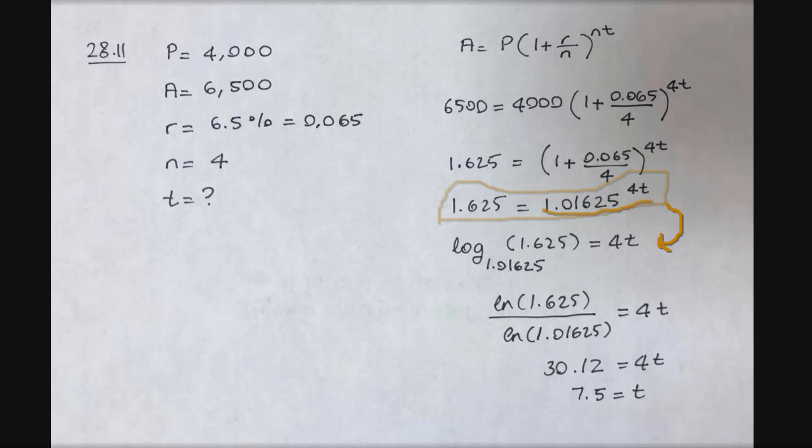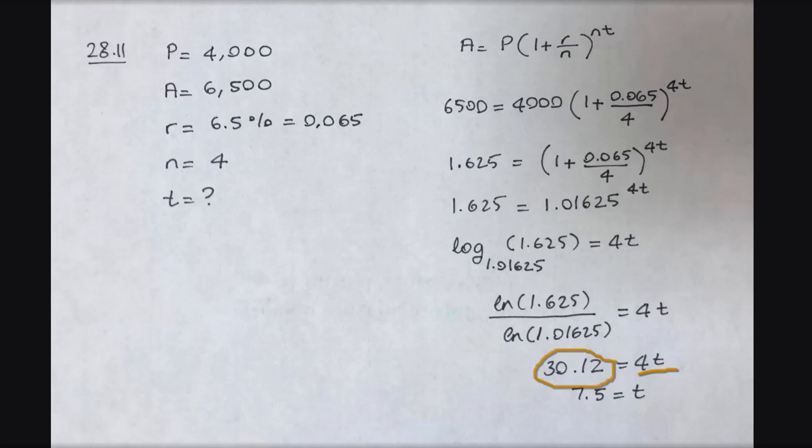So rewrite in logarithmic form: logarithm in base 1.01625 of the number 1.625 equals the exponent, which is 4 times t. So we can just evaluate the left side, find its value by using the change of base formula. So plug in ln of 1.625 divided by ln 1.01625 into the calculator to find that the value equals 30.12. So this is 4 times t.